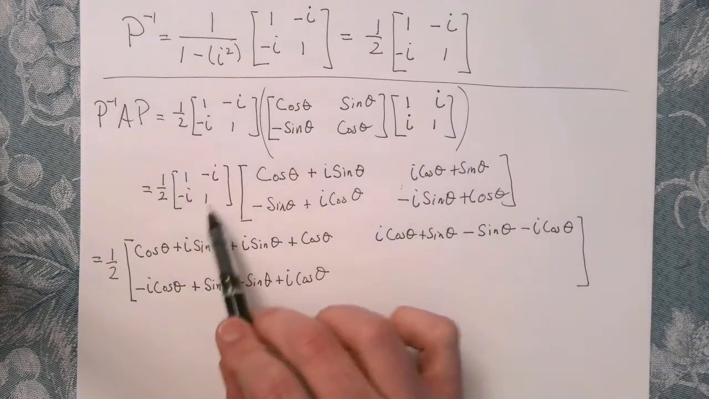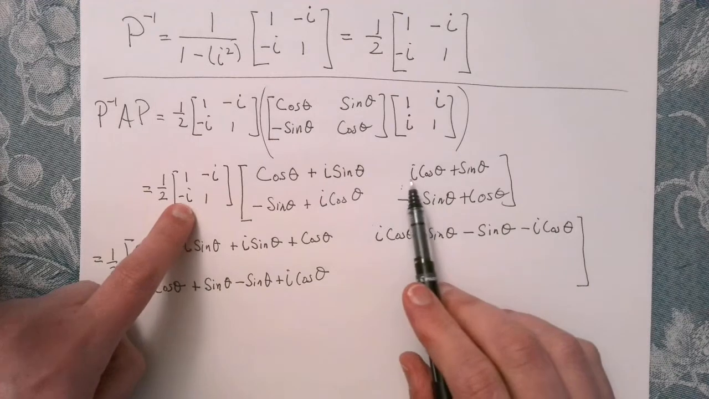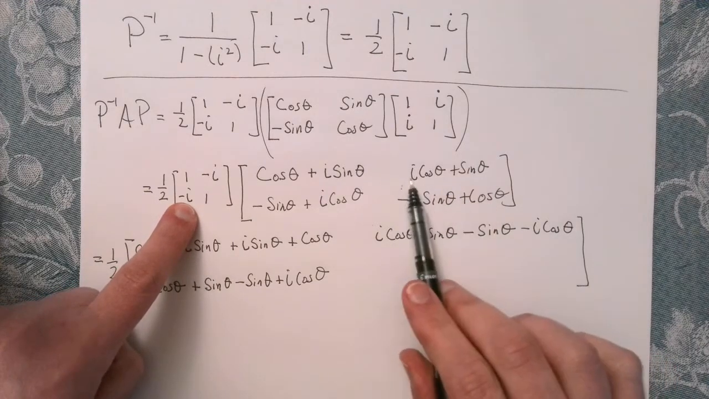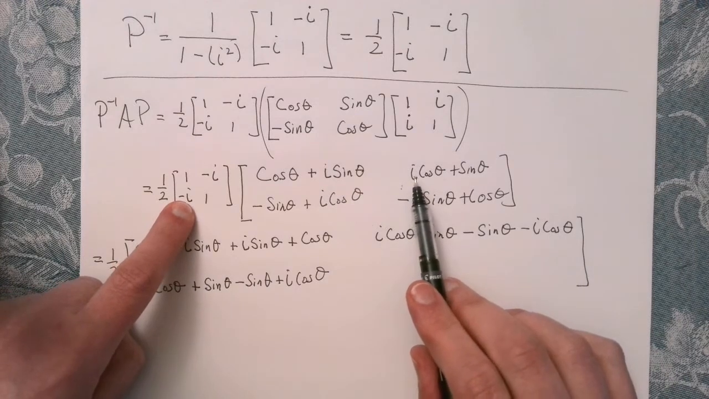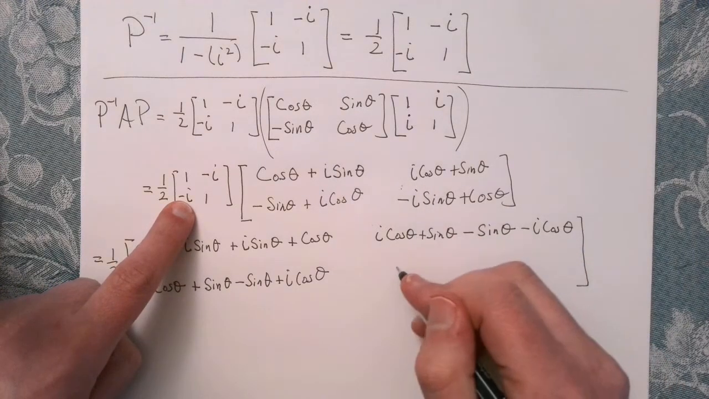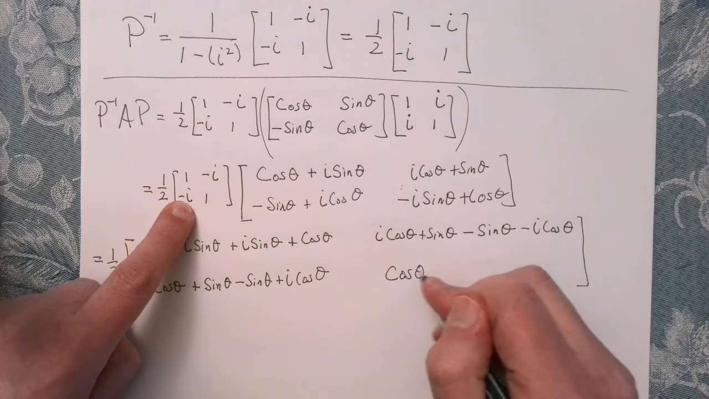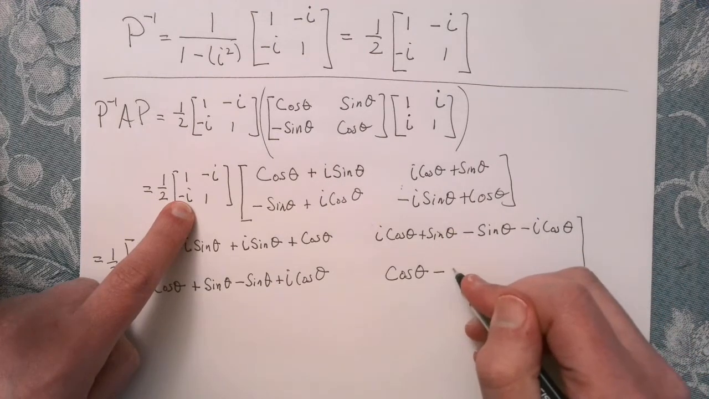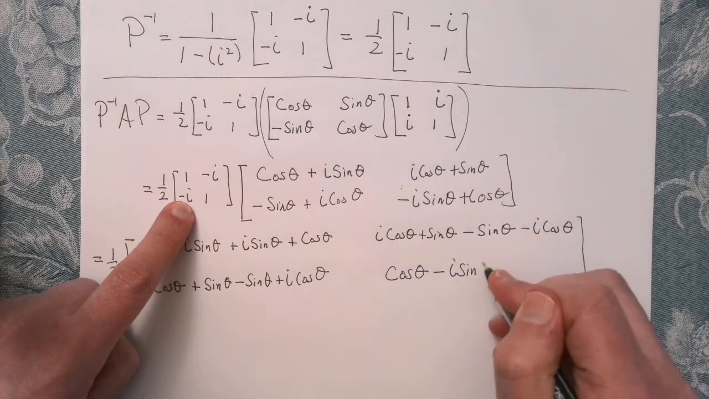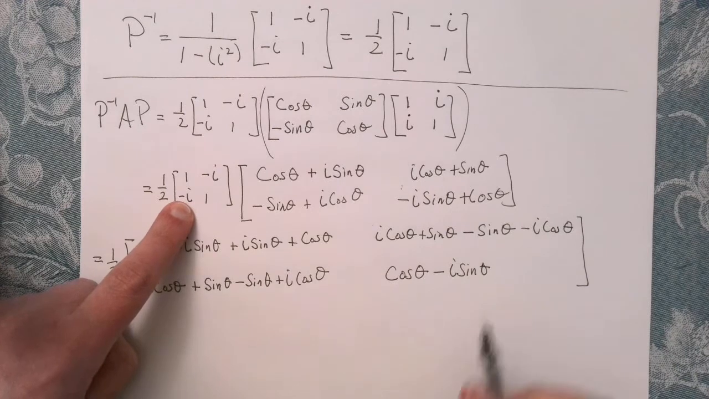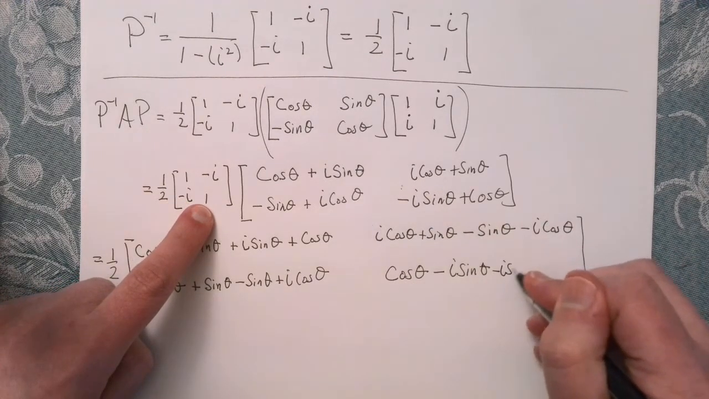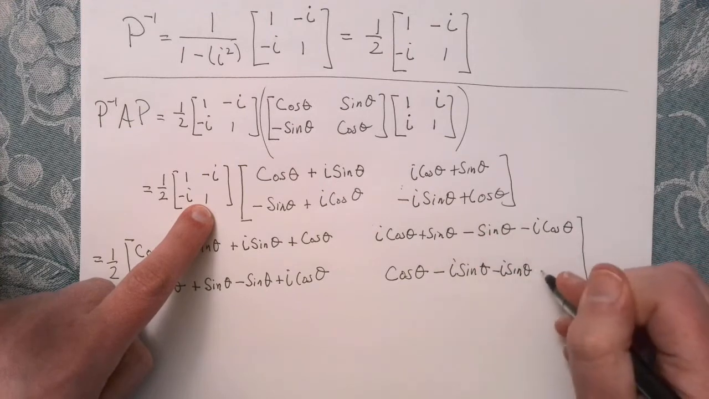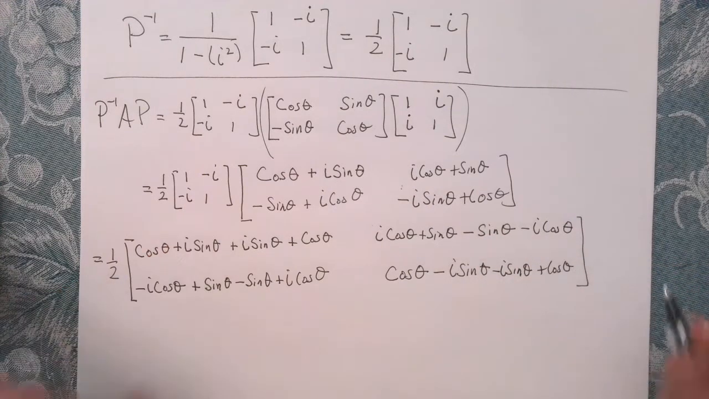Okay, so now we move on to row by column here. So I want negative i times this plus 1 times this. So i times i is negative 1, but that gets negated, so that looks like a cosine of theta, and looks like minus i sine of theta. So that seems pretty good so far. And then 1 times this, so that's minus another i sine of theta plus cosine of theta. Okay, so let's tidy this up.